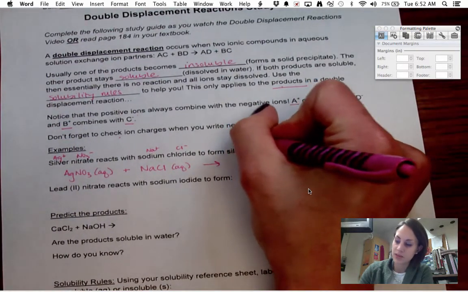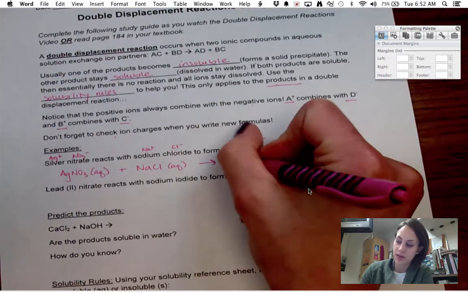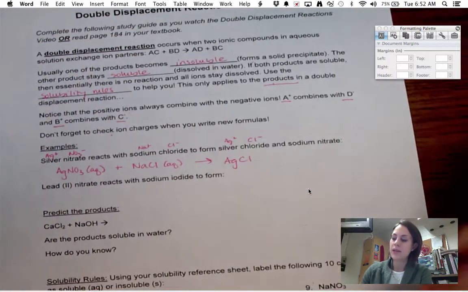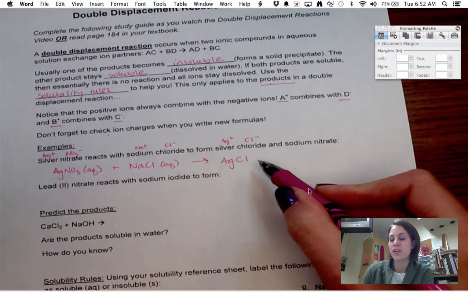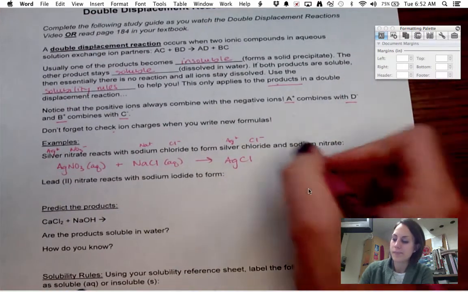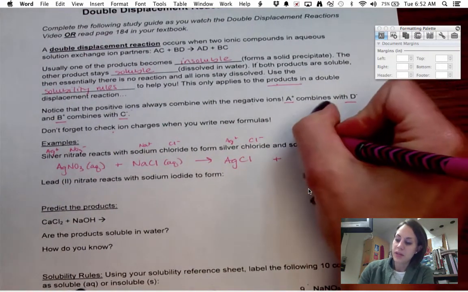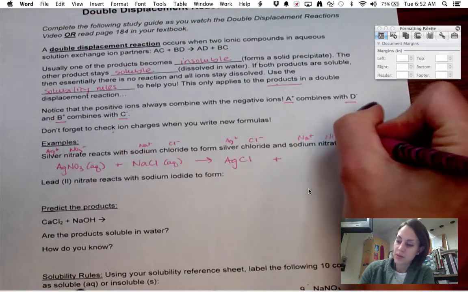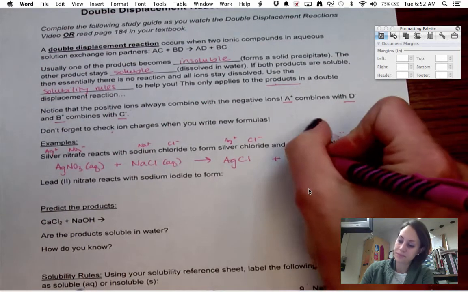Again, silver is a +1 and chloride's a -1, so I have AgCl. I'm going to leave the state of matter off for right now, and I'll use my solubility rules to look it up. And then I have sodium nitrate. Sodium is a +1 and nitrate is a -1.